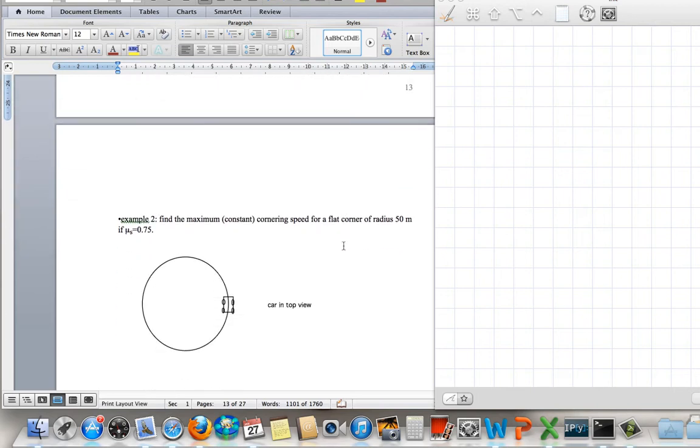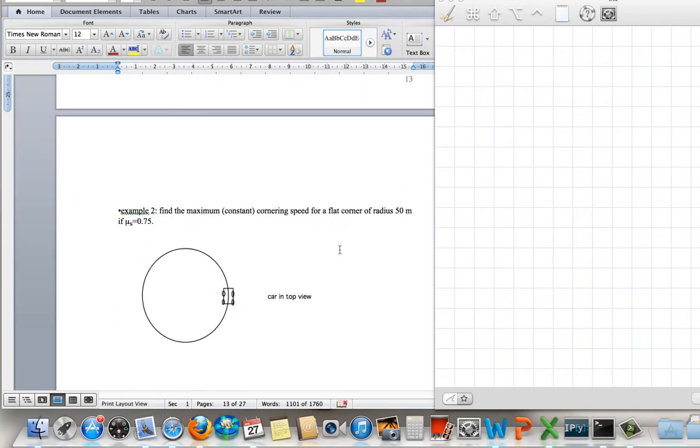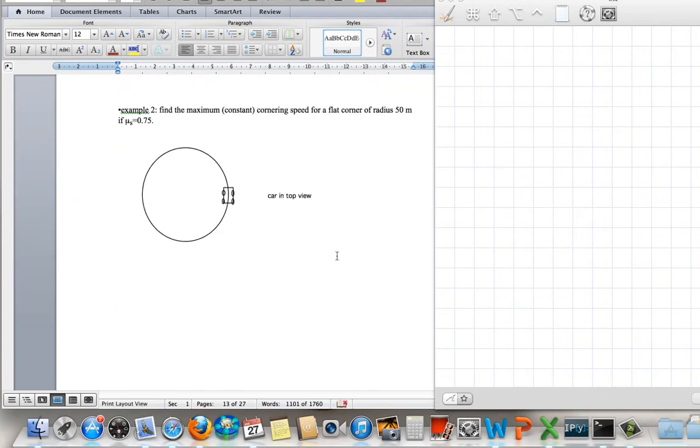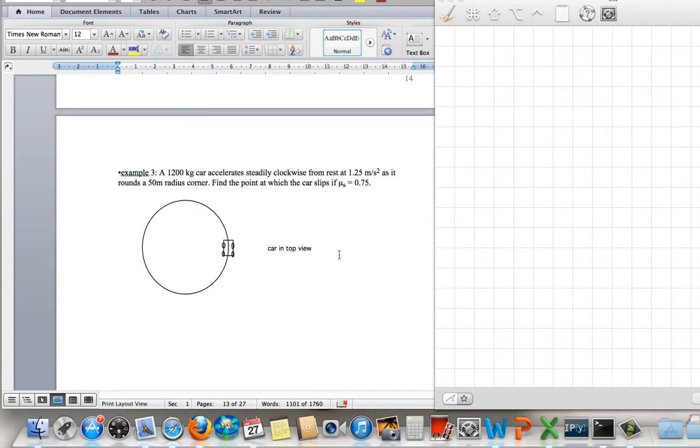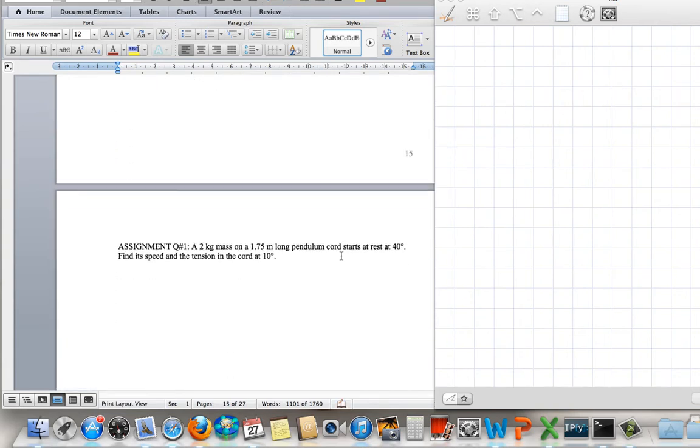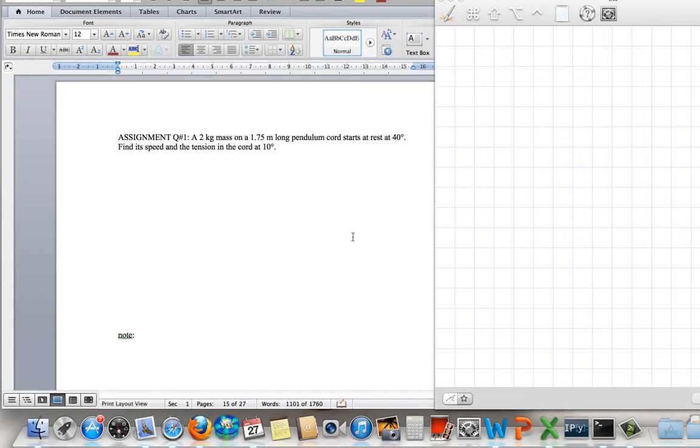Okay, let's continue on. Okay, it looks like it got pasted into the first page by mistake.